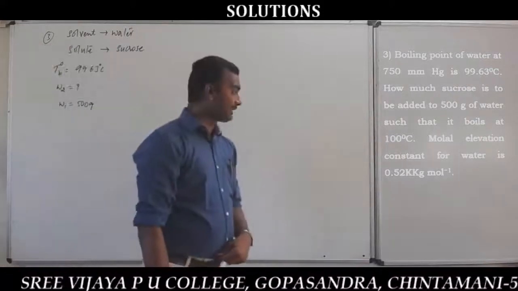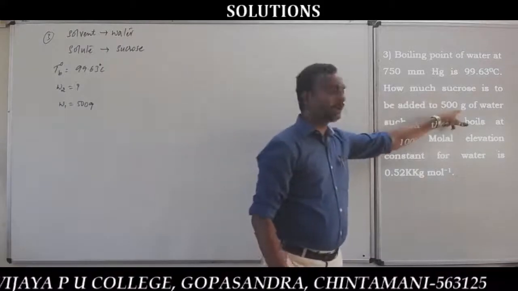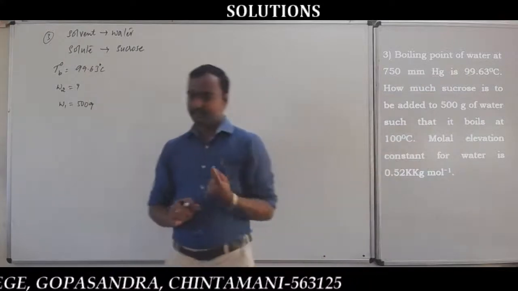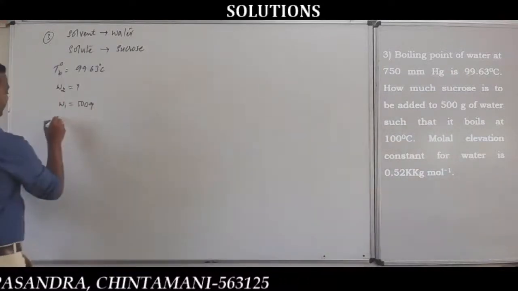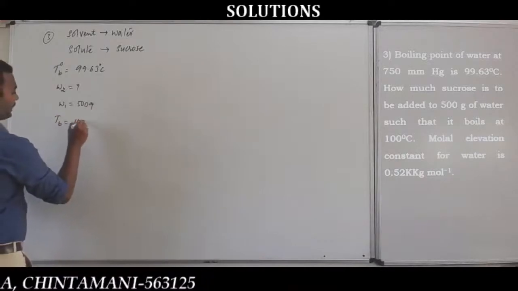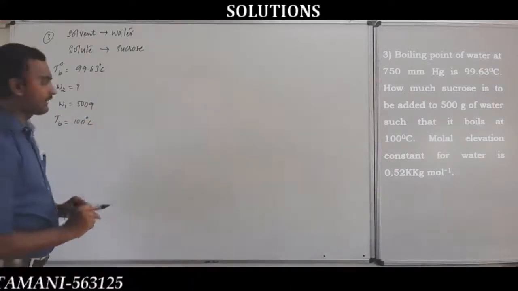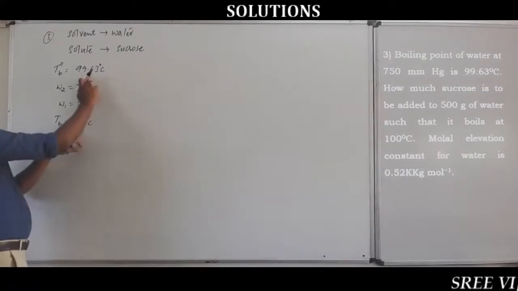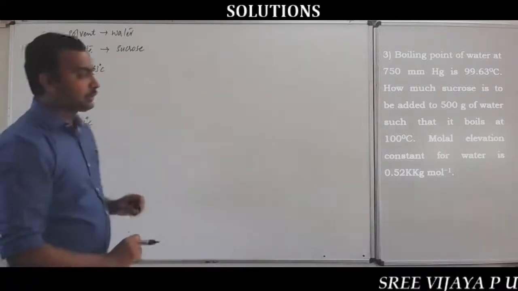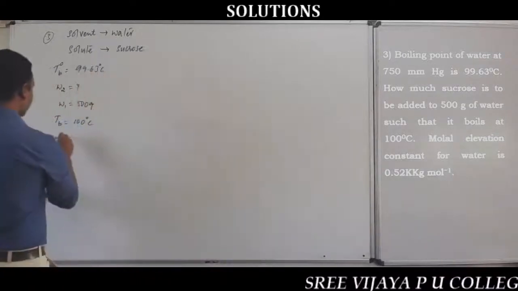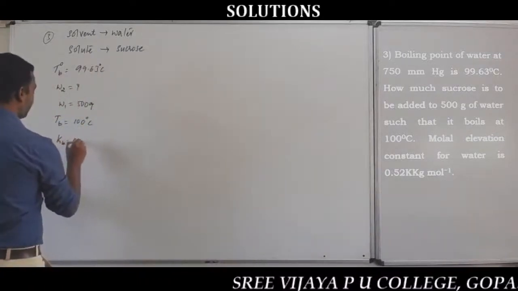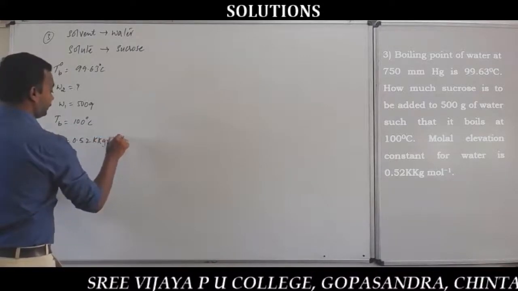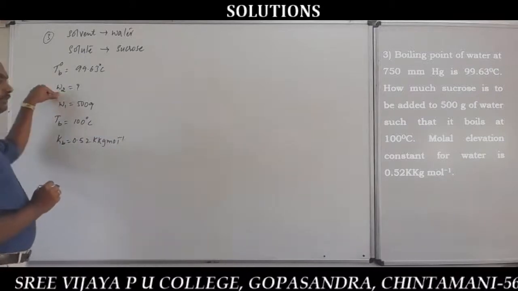It boils at 100 degrees Celsius when sucrose is added to water, so it becomes a solution. In the solution, water boils at 100 degrees Celsius, that is the boiling point of the solution, TB equal to 100 degrees Celsius. As I said in the previous class, TB, the boiling point of the solution, is always higher than the boiling point of the pure solvent. The molar elevation constant is given, that is KB, equal to 0.52 Kelvin kg per mole. These are the given values for the formula.